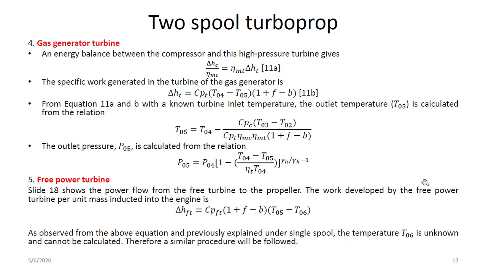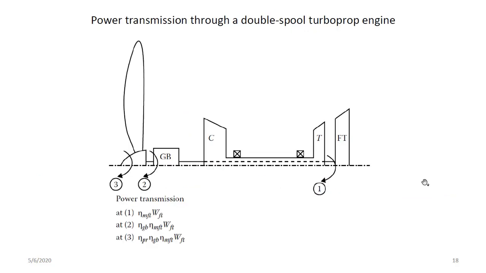Okay, so to get temperature 6, from the equations we've looked at previously for a single spool, the outlet temperature of a free power turbine will not be known. You can't know it in advance because this turbine is used to drive a gearbox, which in turn drives a propeller. So you need to do a bit of reverse analysis. And this is similar to what I've explained earlier.